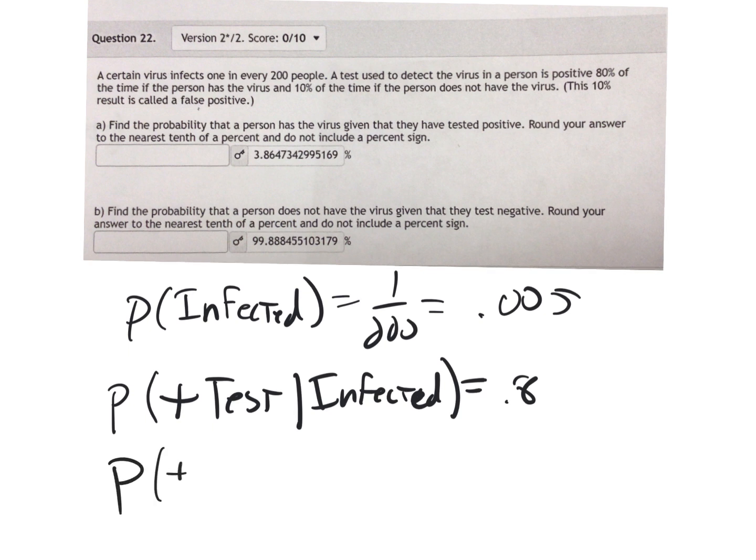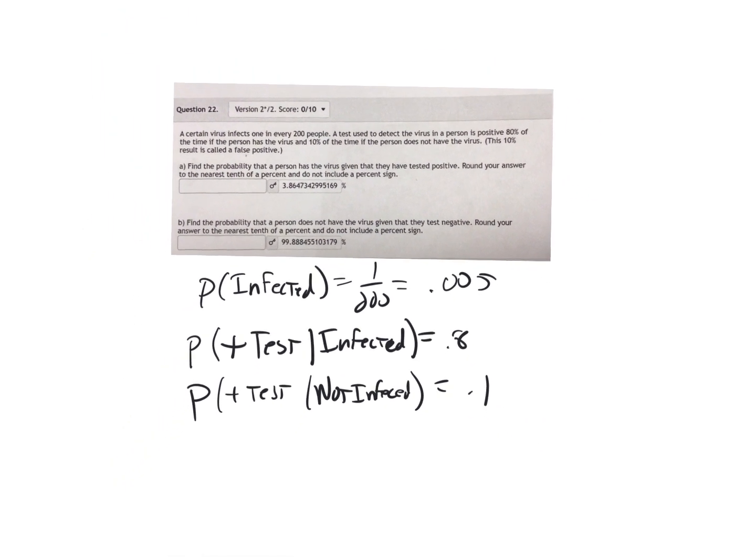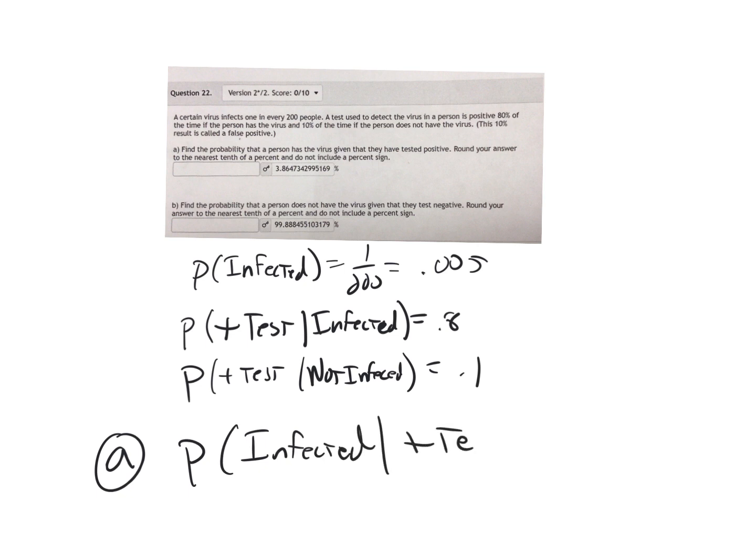Then they told us the probability of a positive test, given that they're not infected, is 0.1. So that's all the information they gave us. And then what they're asking us for, for A, is what's the probability that somebody has the virus, so they're infected, given that they had a positive test? See how that's the reciprocal of that?